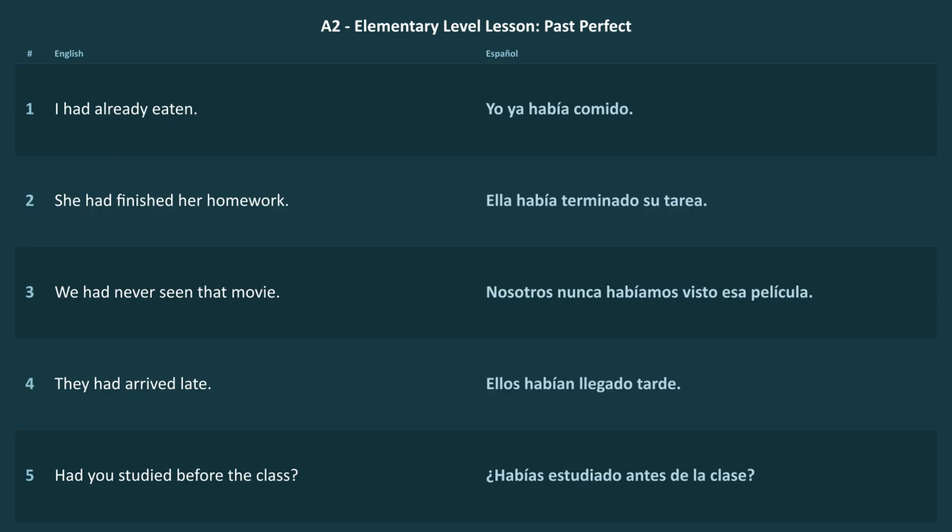Let's recap with a quick rhythm. I had eaten, había comido. You had studied, habías estudiado. She had finished, había terminado. We had seen, habíamos visto. They had arrived, habían llegado. If you can feel that rhythm, you can use this tense.